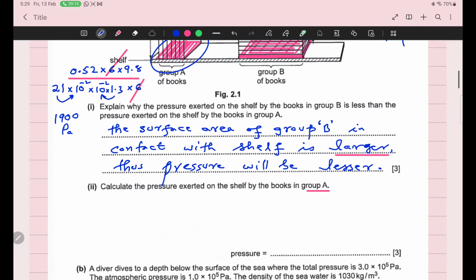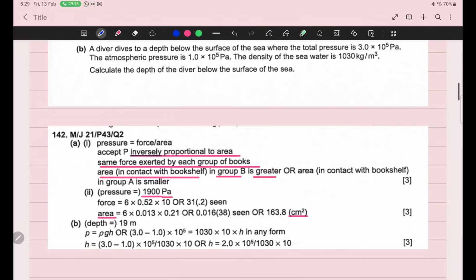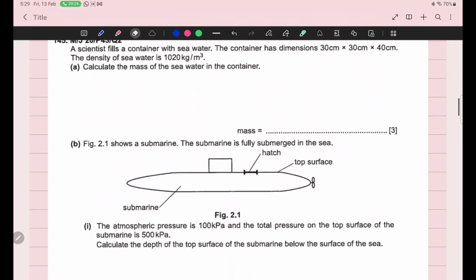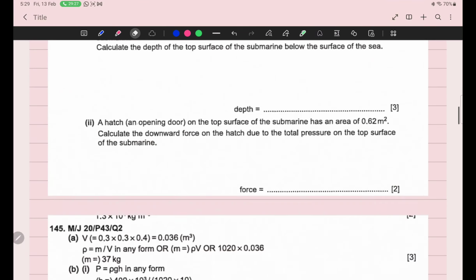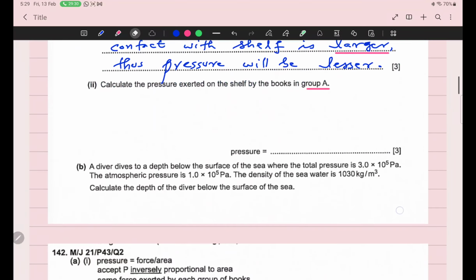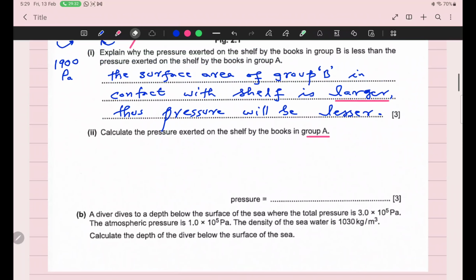Now we have the next question from pressure of liquid. We have no space to solve this question. No, sir, we can solve here. Okay, what is the question, sir? The question is, a diver dives into a depth below the surface of seawater where total pressure is given.